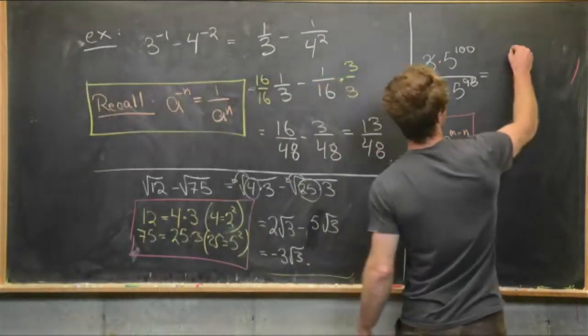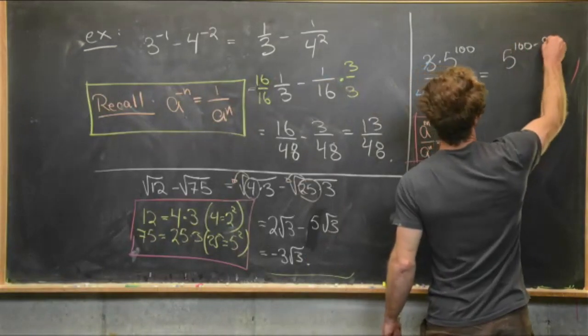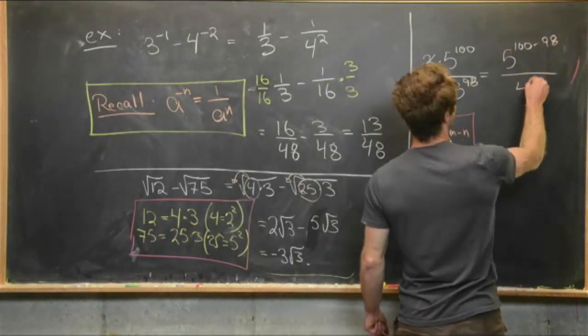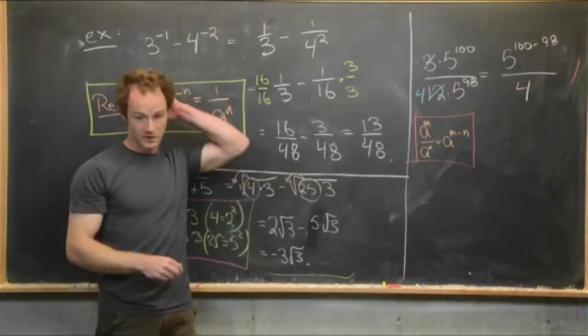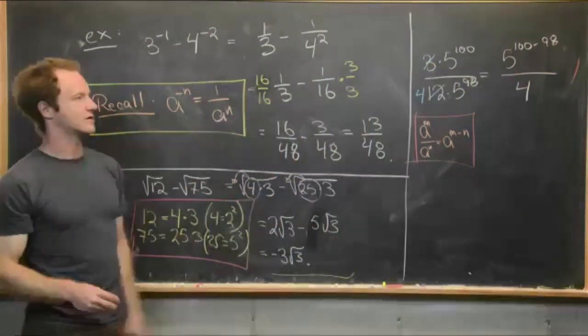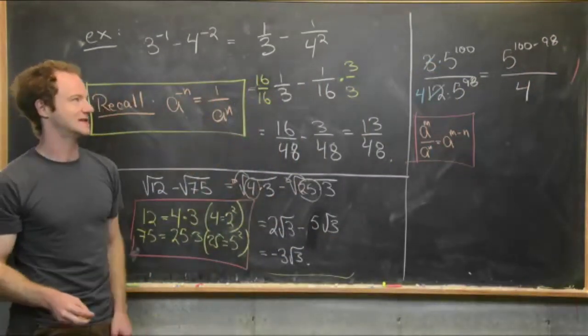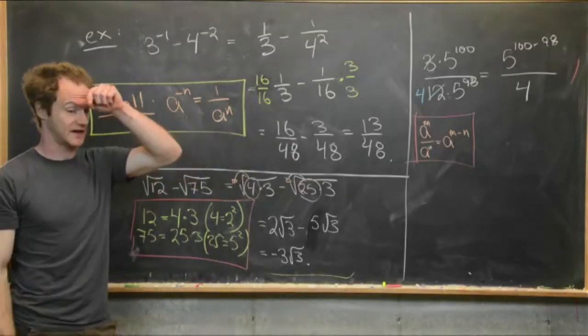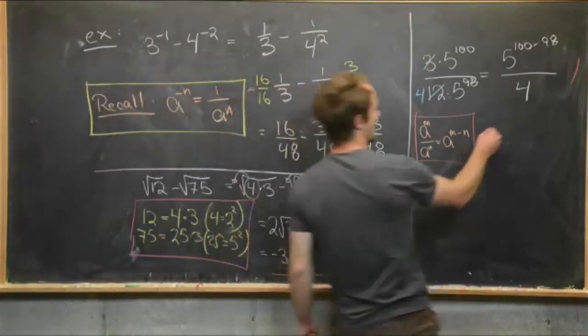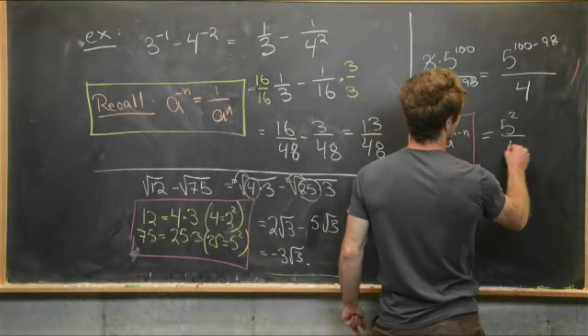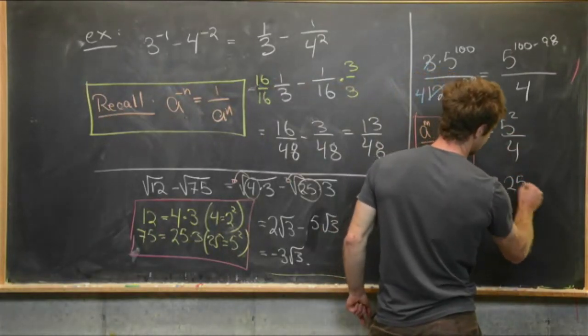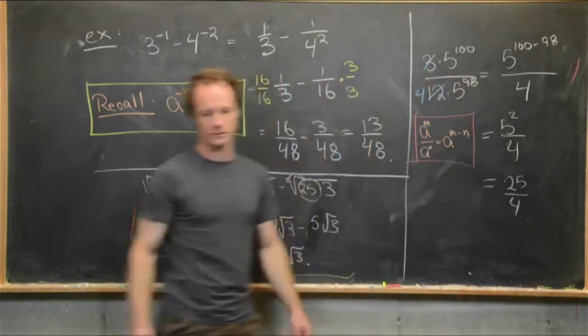So here we're going to have 5 to the 100 minus 98 over 4. So that 4 is there because of the 3 over 12. And then we're subtracting the exponents because of this rule, which is boxed in red. But now that's going to give us 5 squared over 4. But 5 squared is 25. So we end up with 25 over 4.